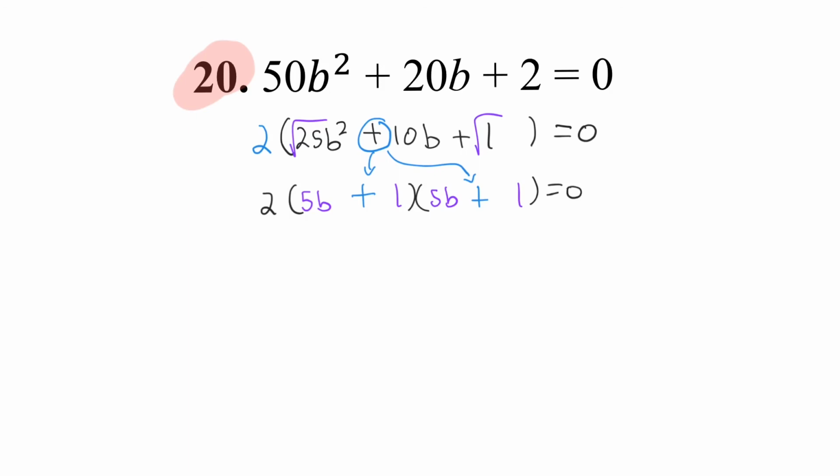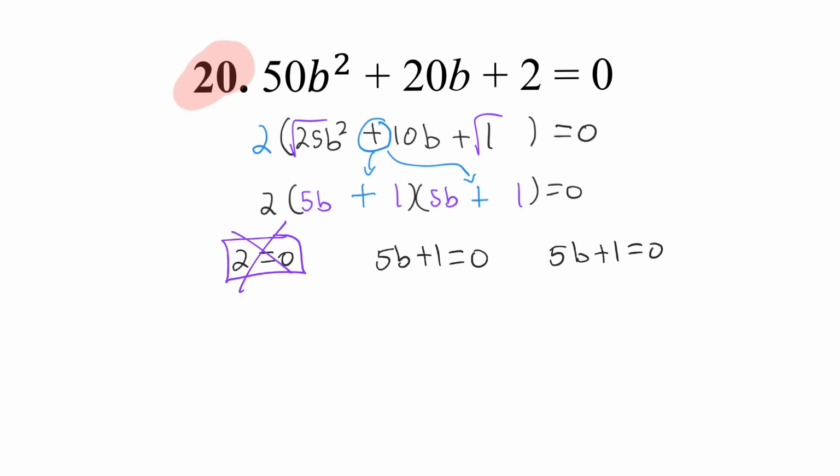So now, everything right here is multiplying each other, including the 2. You have 2 times the binomial times another binomial equal to 0. So when you are multiplying anything and it equals 0, you can put everything equal to 0. This is the zero product property. So you are going to take the 2, equal that to 0. You're going to take the 5b plus 1, equal that to 0. And the 5b plus 1 again, equal to 0. So guess what? This here, 2 equals 0. False. Not true. So you don't need to worry about that. That's not an answer because it's false.